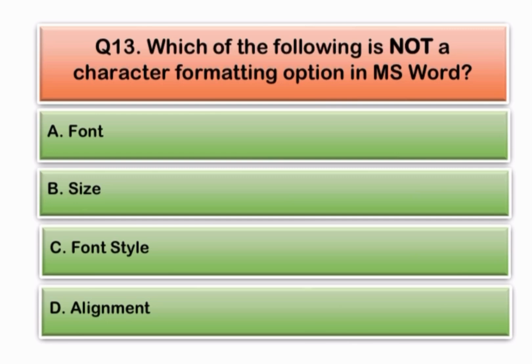Font size and font style are character formatting options in MS Word, and alignment is a paragraph level formatting option. Paragraph is aligned, so D is the correct option for question number 13.